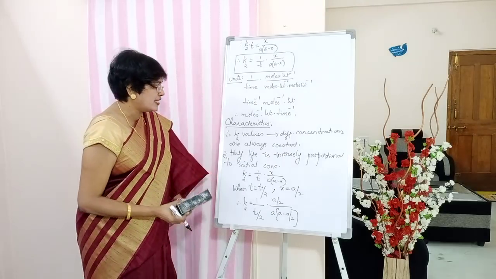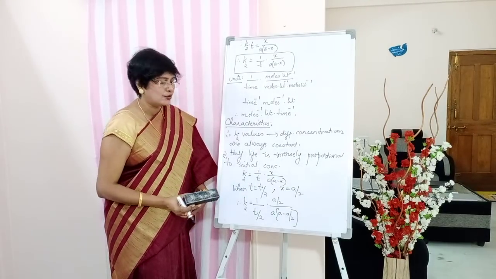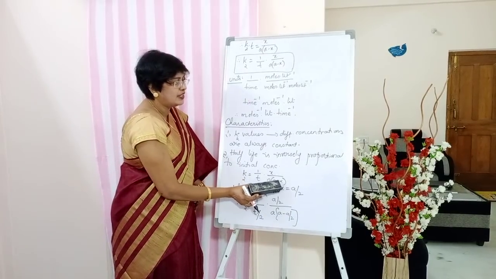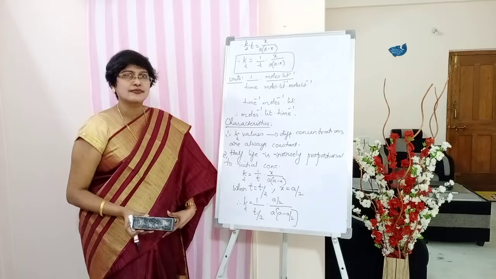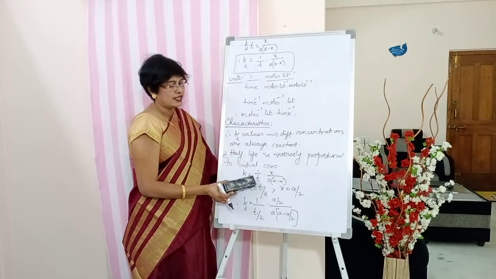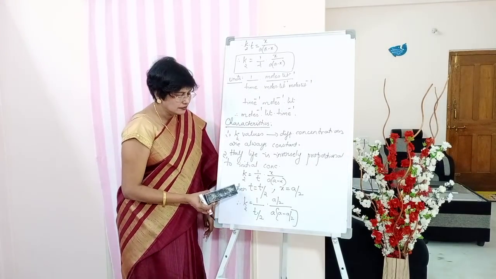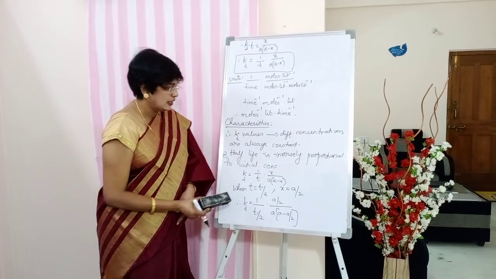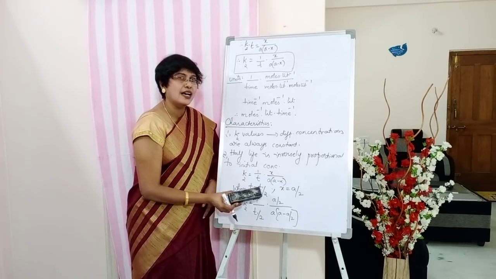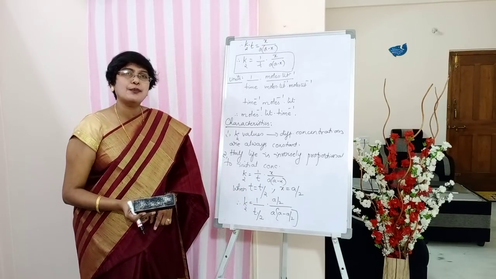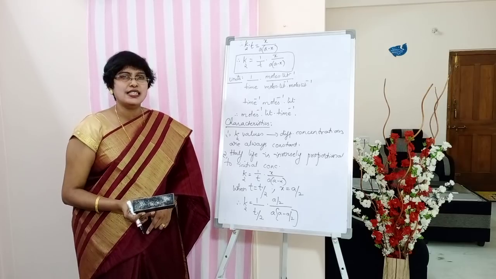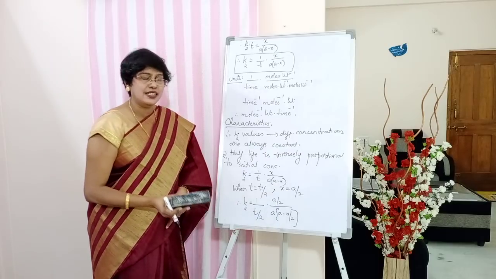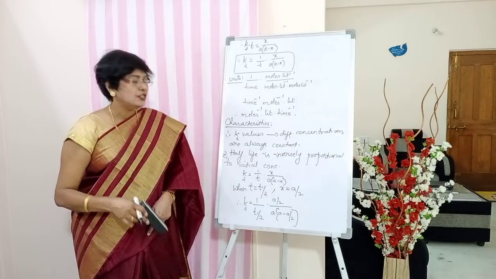So let us prove it. Write down the expression for K2. K2 is equal to 1 by T into x by a into a minus x. The same I have written, students. I did not take a new expression. Below write down, when T is equal to T half, x how much? Decomposed concentration is half the concentration. So if the initial concentration is A, x will be A by 2.